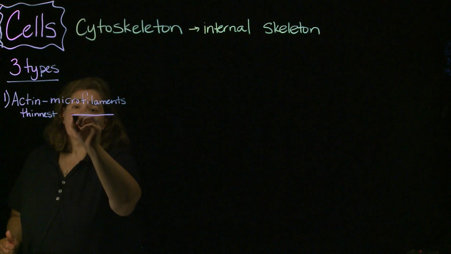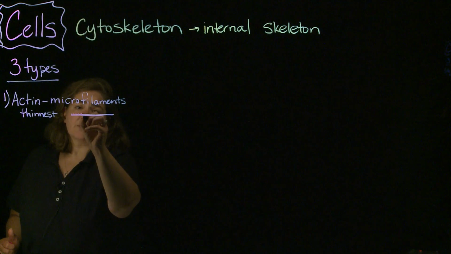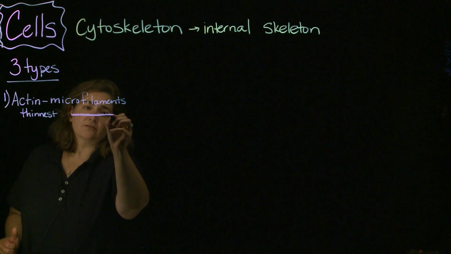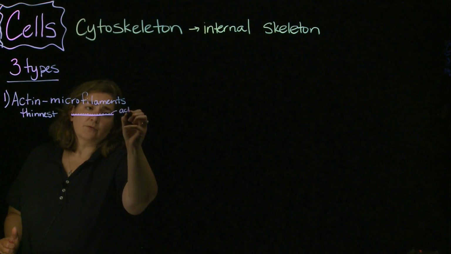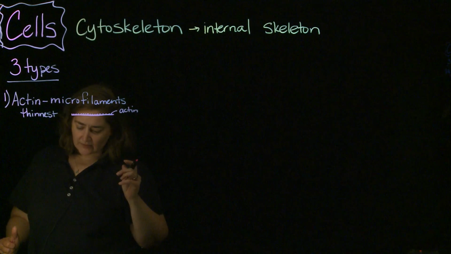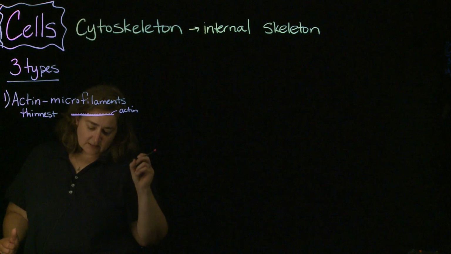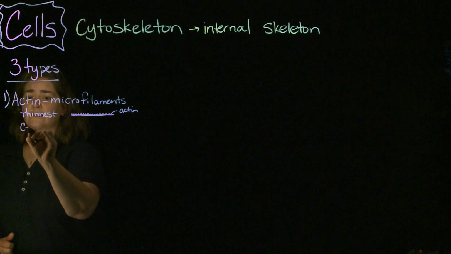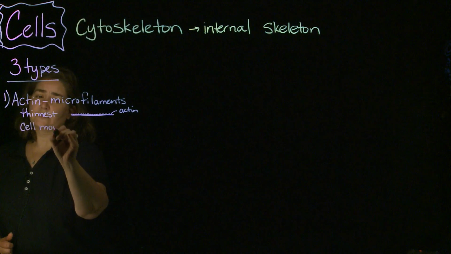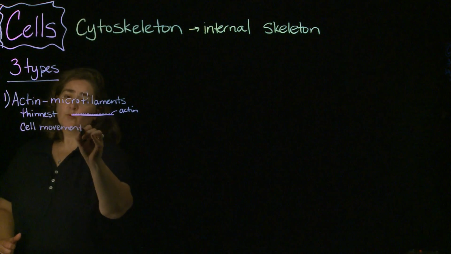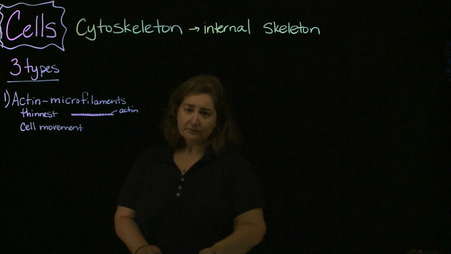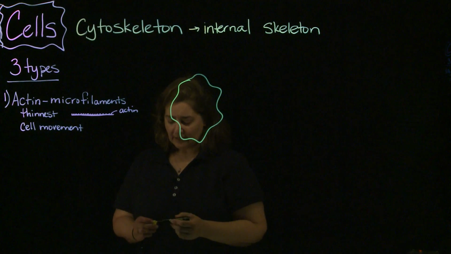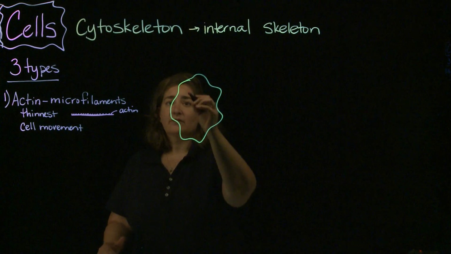Its components essentially are made up of repeating units, and that's what I'm doing as the dots here, of the protein actin, okay? And that actin microfilament is going to be involved in cell movement. So with our cell, I'm going to draw a little generic cell up here, smaller than the cell I had in the last one because I've got some other topics I'm going to talk about.